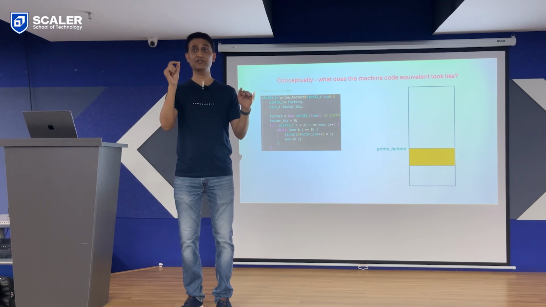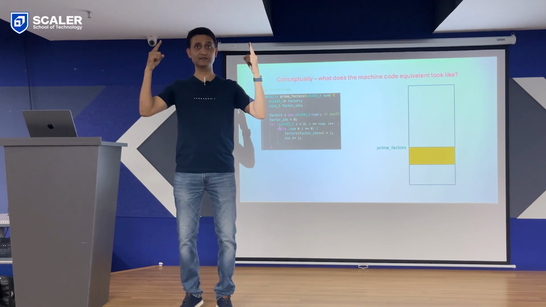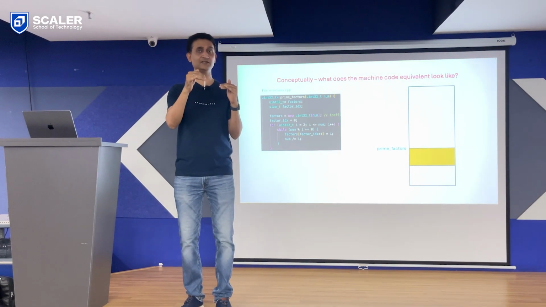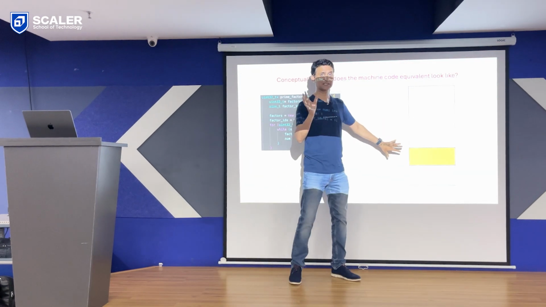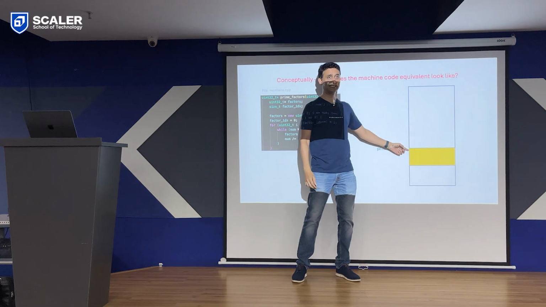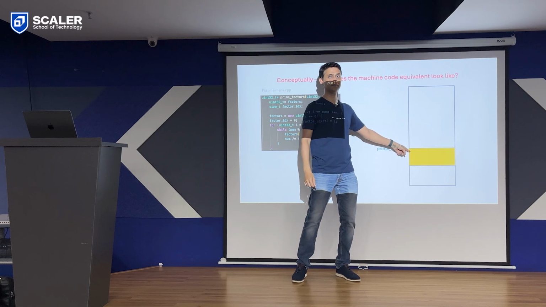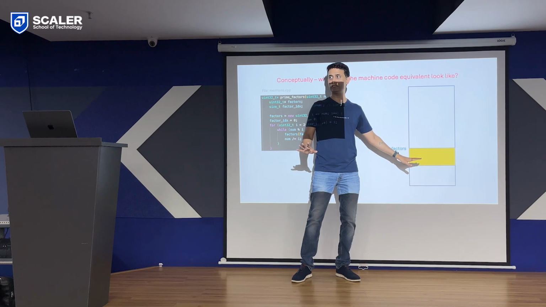So your CPU does not work on names, your CPU works on addresses. Remember how CPU thinks? CPU knows only instructions and addresses, that's all, okay? So the name prime factors does not matter. What matters is where exactly prime factor starts. So when I need to call prime factors, I just say call this address, and the CPU will jump to this address and start executing. Okay? Is this part clear?